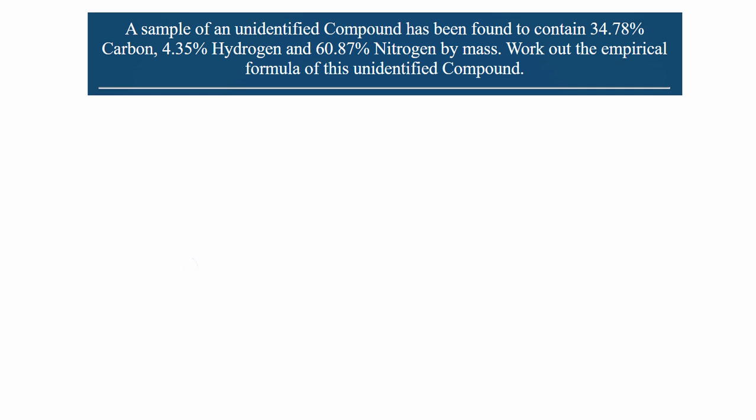In this question, here we've got an unidentified compound, and we've been told that it contains carbon, hydrogen, and nitrogen. And as you can see, the percentages by mass are included in the question. Now, what I'm going to try and do here, as it asks me to do, is work out the empirical formula.